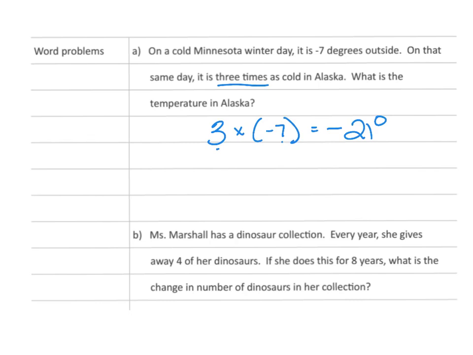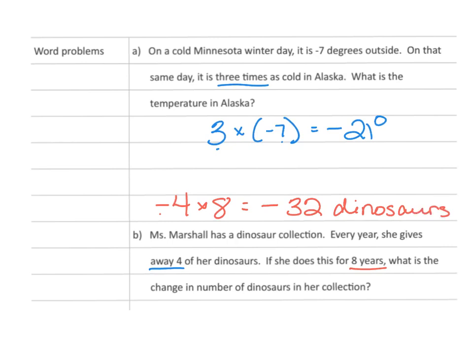Miss Marshall has a dinosaur collection. Every year she gives away 4 of her dinosaurs. That would be a -4. If she does this for 8 years, I'm going to multiply it by 8. What is the change in the number of dinosaurs in her collection? A negative times a positive is a negative. 4 times 8 is 32. She has -32 dinosaurs.